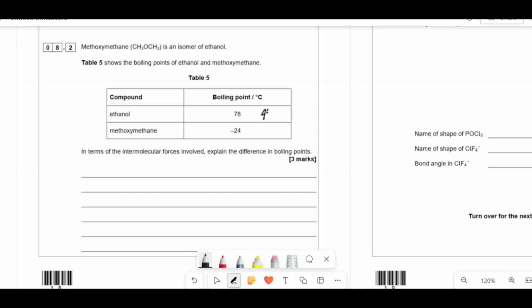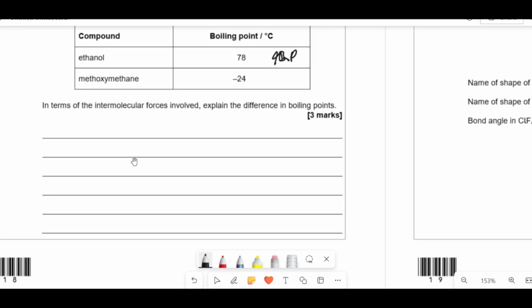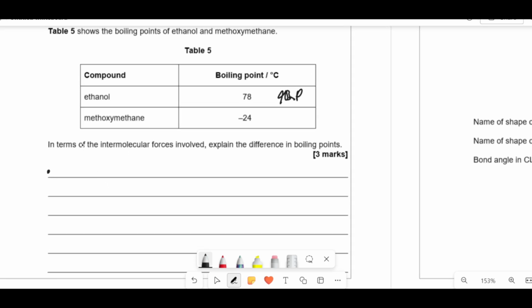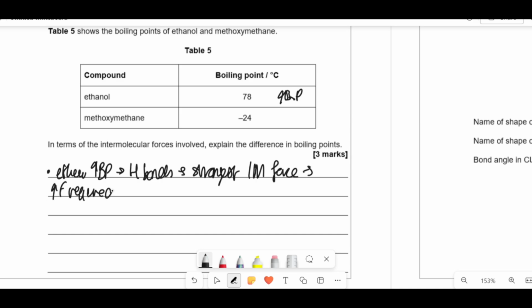So ethanol has a higher boiling point, whereas methoxymethane does not. So then, we'll compare them side by side. The only difference between the two of them is that there is no OHs in this and no hydrogen bonds. So therefore, ethanol has a higher boiling point. Why? Because it has hydrogen bonds, and why? Because they're the strongest intermolecular force, therefore lots of energy required to overcome, you know, the usual.